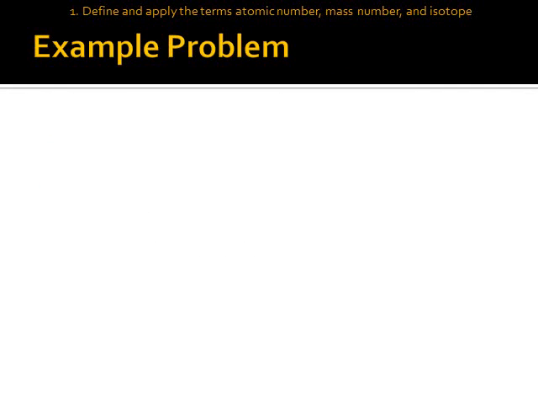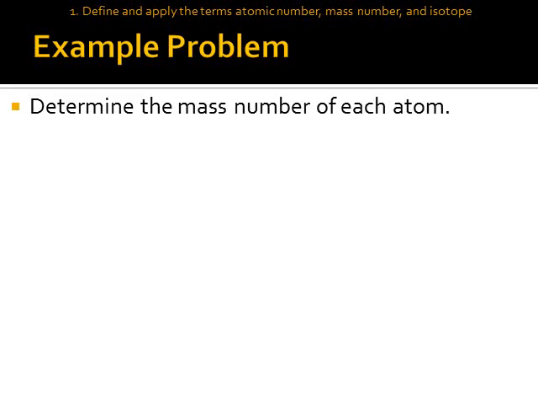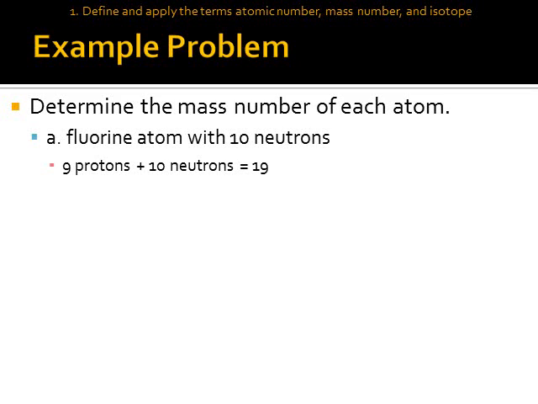So let's look at some more examples of this idea with mass number and isotopes. The first example asks us to determine the mass number of each atom. Fluorine atom with 10 neutrons. Look at your periodic table, find fluorine, find its atomic number. You will see that it is 9. Recall that tells you it has 9 protons in the nucleus. So 9 protons plus 10 neutrons, that's 19. So its mass number is 19.